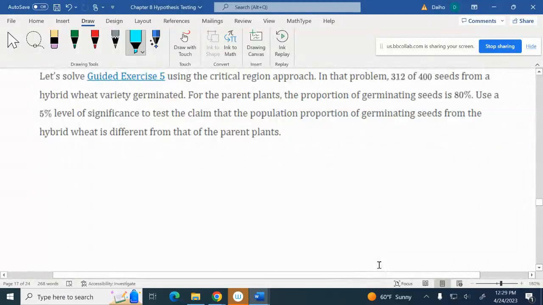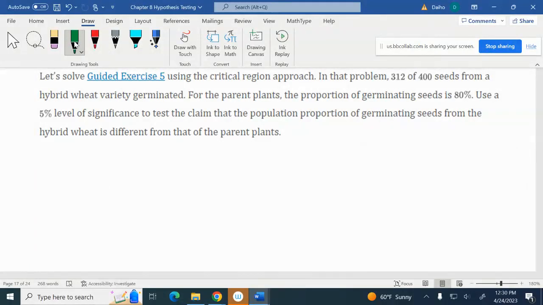It is another example from agriculture. How many samples? 400. 400 hybrid seeds, right? And how many germinated? 312. But we want to compare to the parent plants, 80%. You understand what we want to do? What we want to test, right? So let me take the p hat first, the sample proportion.